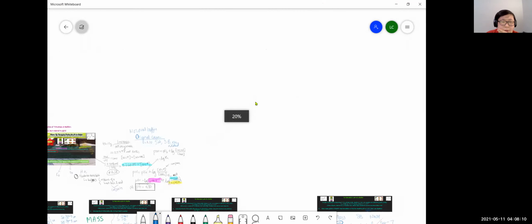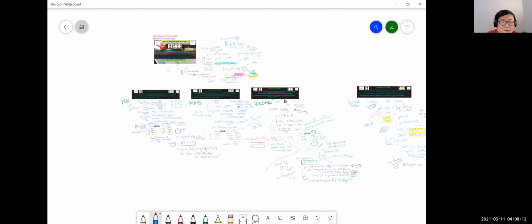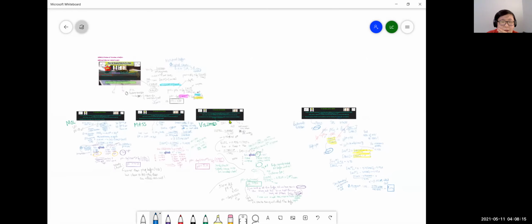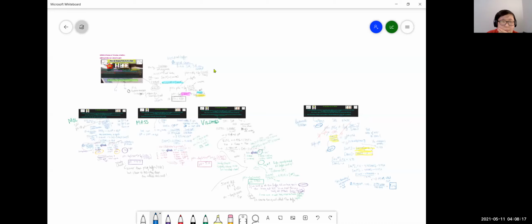Here's the whiteboard. I don't know how to share this. Unfortunately, I don't think I can, but I'll try to put up an SVG file so it's high resolution. You can zoom in if you would like.